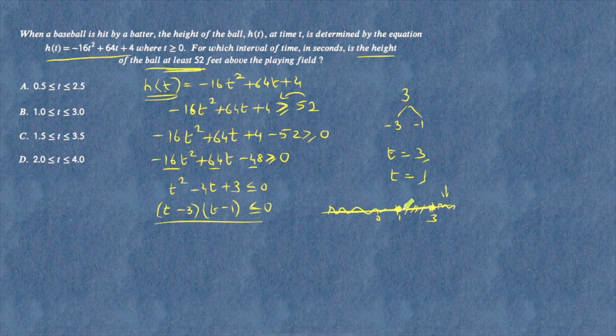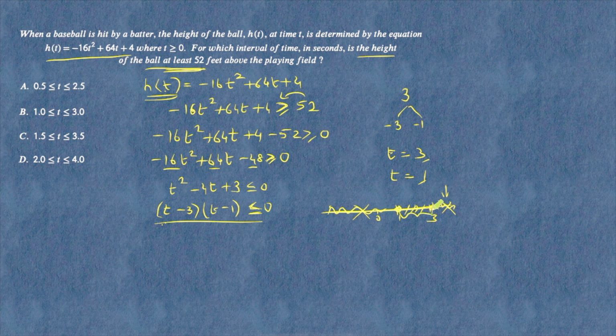And see, when I substitute 4 here, 4 minus 3 is 1. 4 minus 1 is 3. Both are positive numbers. When you multiply that, that won't be less than 0. So this outside boundary doesn't work. So that means typically this will also not work. So let's see if the boundary within this works.